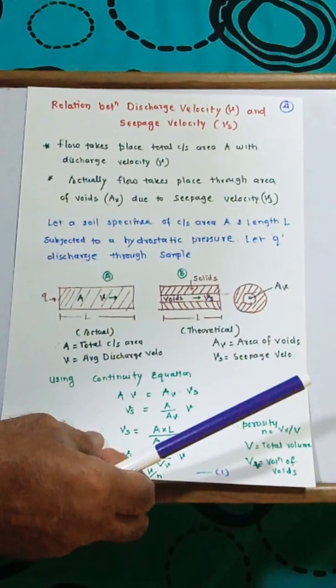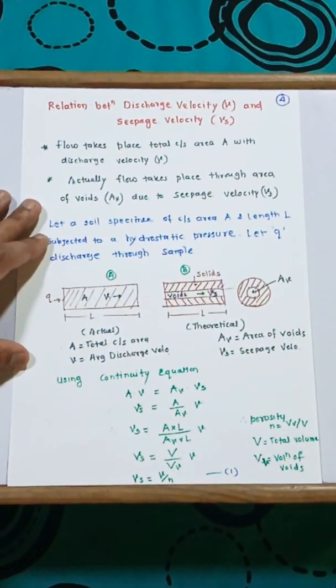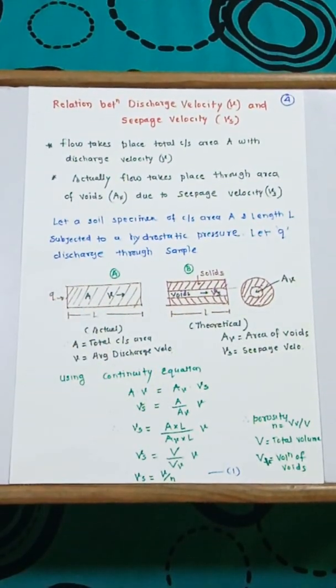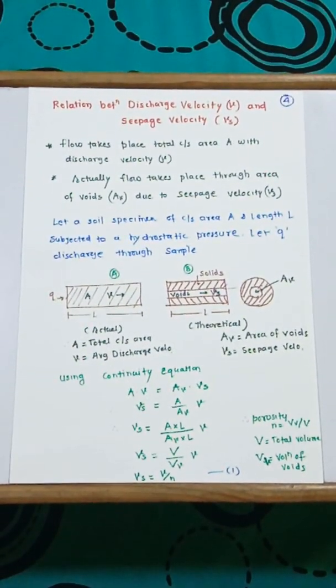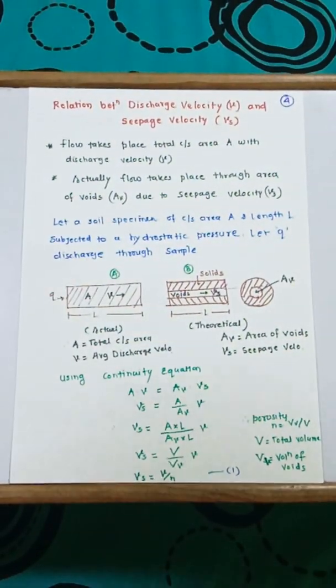So when we write Darcy's equation, the velocity can be considered as the average velocity. It can also be considered as a discharge velocity. But what is the relation between these two, discharge velocity and the seepage velocity?